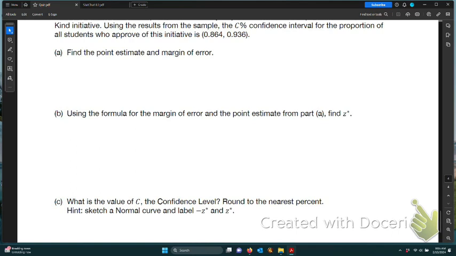Oh, and then number 25 on the review is your throwback question. 25 on the review is the throwback question. Have a great day.